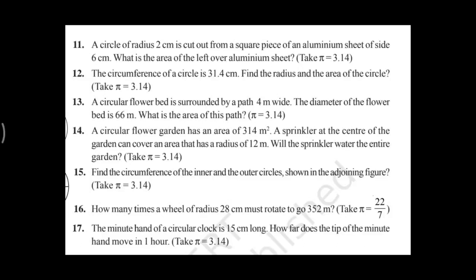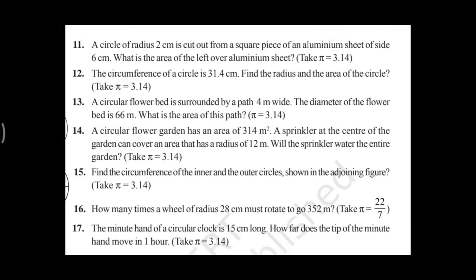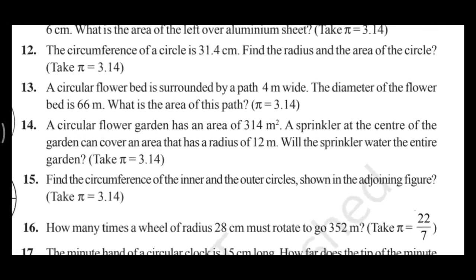Today we are doing exercise 11.3, question number 11. A circle of radius 2 cm is cut out from a square piece of an aluminium sheet of side 6 cm. What is the area of the leftover aluminium sheet? So here we are required to take pi is equal to 3.14.